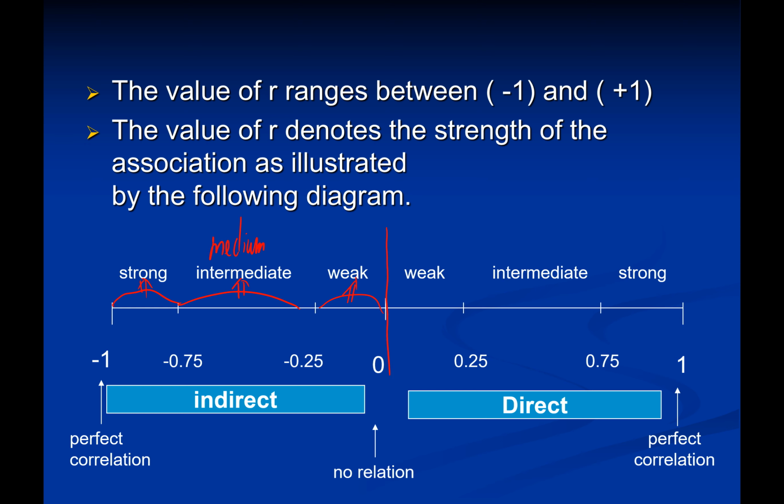On the positive side, it follows a similar pattern. Between 0 to 0.25, that's a weak correlation. 0.25 to 0.75, that's intermediate correlation. 0.75 to 1, that's strong correlation. If you see -1, this is perfect correlation, perfect negative, perfect indirect correlation. Positive 1 indicates perfect positive direct correlation.